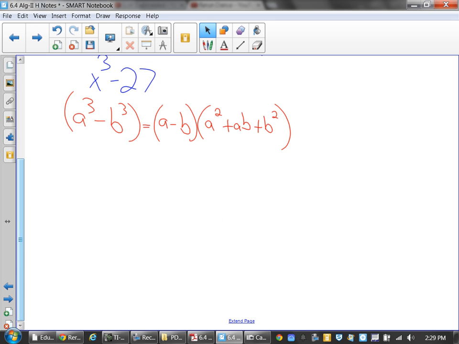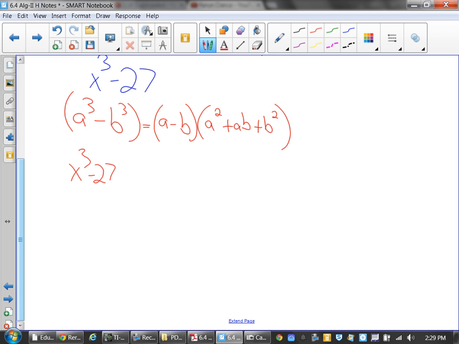So let's walk through the x cubed minus 27. X cubed minus 27 would give me what as the binomial? X minus 3. And then what goes into the trinomial then? X squared. X squared plus 3x. Very good. And it fills in just like that. Now, it's really nice and easy when it's a singular term, x and a 3.